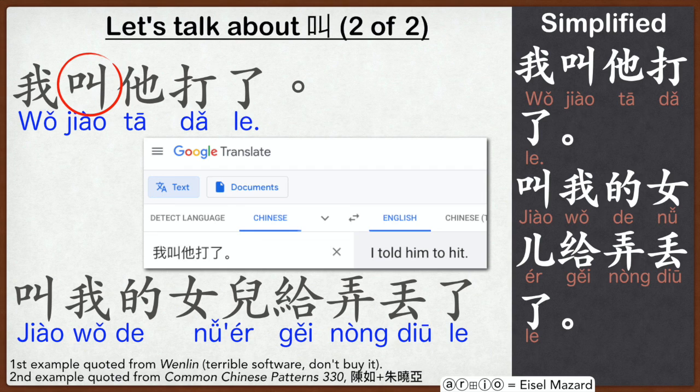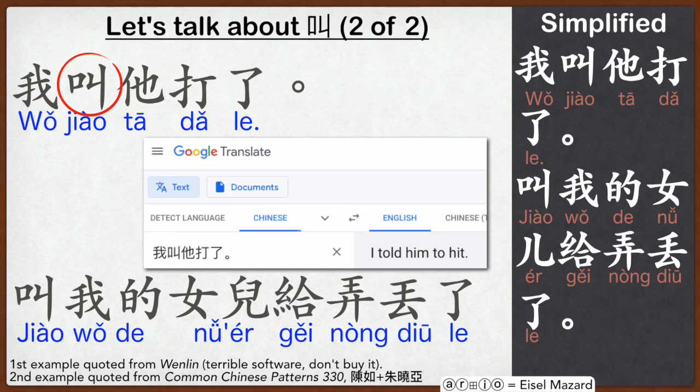我叫他打了. This is a great example of a meaning of the word jiao that you will not figure out from your dictionary, and you will not even be able to figure out with Google Translate. Not in the year 2020, maybe in the distant future when the software improves. 我叫他打了. I, by him, was beaten, or I, by him, was punched. And Google Translate gets this 100% wrong with I told him to hit.